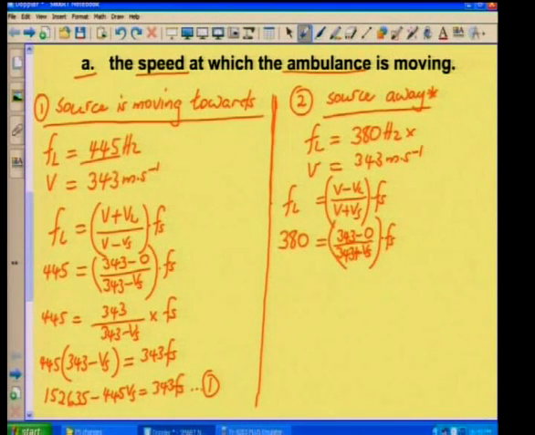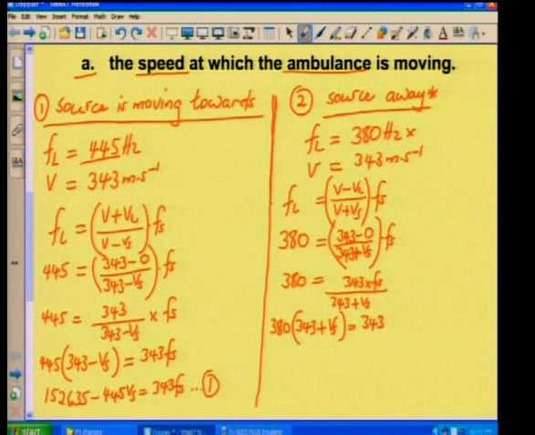Now if we work this out quickly, 380 equals 343 minus 0 is 343, divided by 343 plus Vs, the top there will say times Fs. So if you cross multiply here, what you will end up with is 380 times 343 plus Vs equals 343 Fs. You work that out quickly, 380 times 343 gives you 130,340 plus 380 times Vs, of course 380 Vs, velocity of the source, equals 343 Fs. Now, this becomes your second equation.